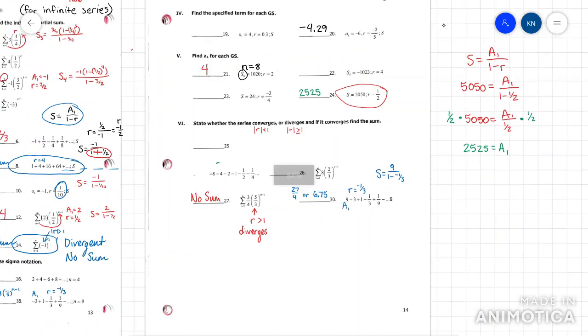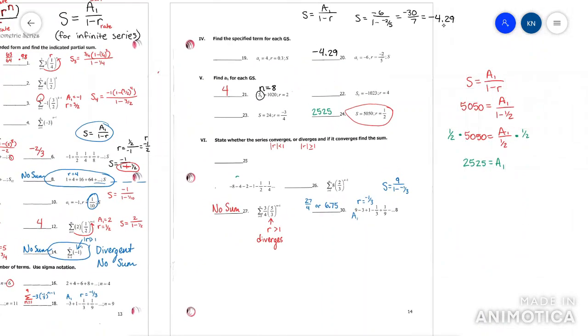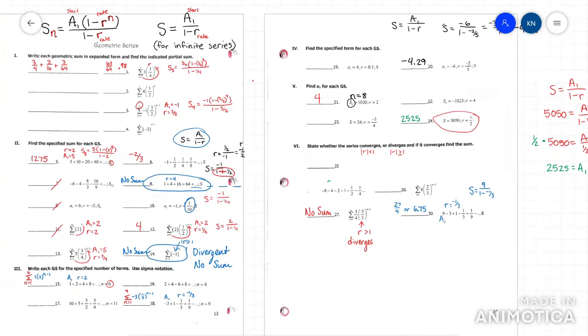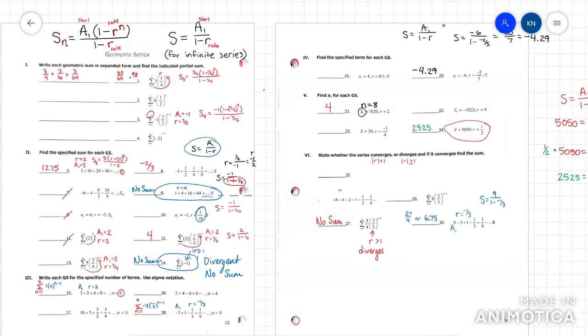All right, and so that is geometric series. In my opinion, they're not as bad as arithmetic series, but they can still be kind of tricky. So hope this video helped.